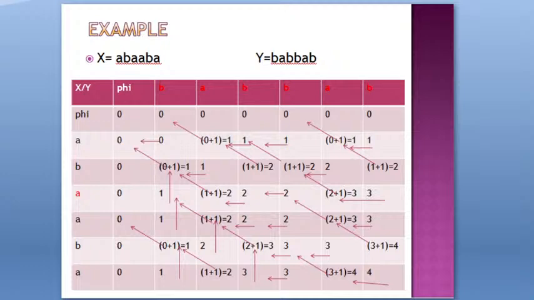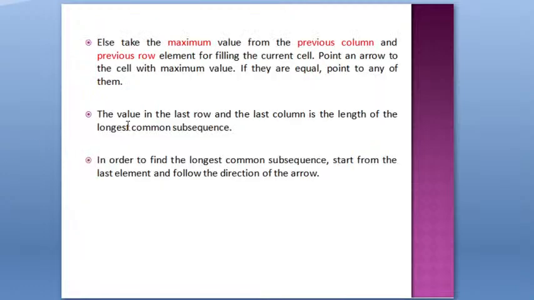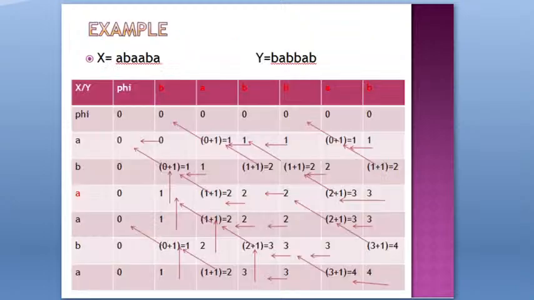Okay. Now check your algorithm that I described. In your algorithm, I said the value in the last row and last column is the length of your longest common subsequence. So what is the value in your last row and last column? This is nothing but your last value, the intersection point of your last row and last column. I changed the color, made it bold, and made it 4 in red color. So whatever subsequence you are getting, it will be of length 4.